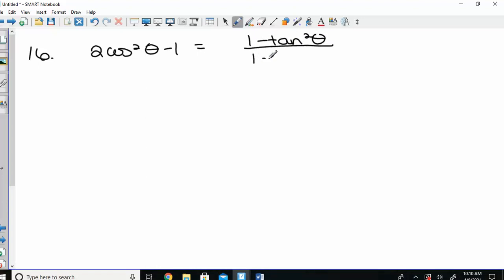Which side do you box in? I agree. It's probably easier to get rid of the fraction than to turn something into one. Look at our goal. We want cosines. So right now I have tangents. What can I change tangent into?